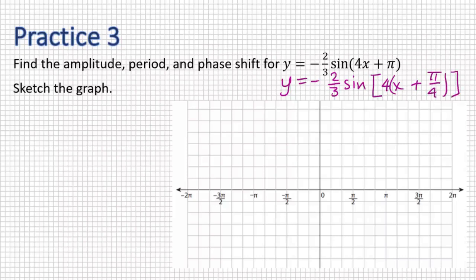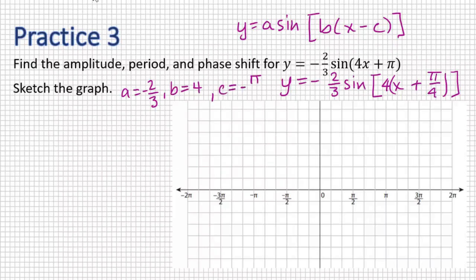If you're not convinced, use the distributive property. 4 times x is 4x. 4 times pi over 4 is just pi. Yes, we factored that correctly. And one more time, I'll write out the general function. So we can see from our modified equation here that a has a value of negative 2/3, b has a value of 4, and c has a value of negative pi over 4.